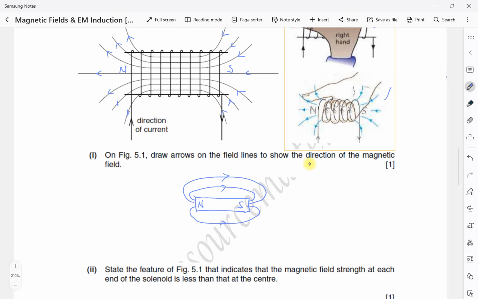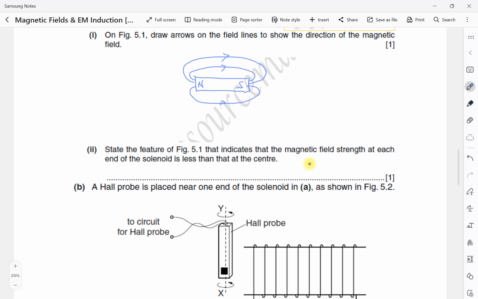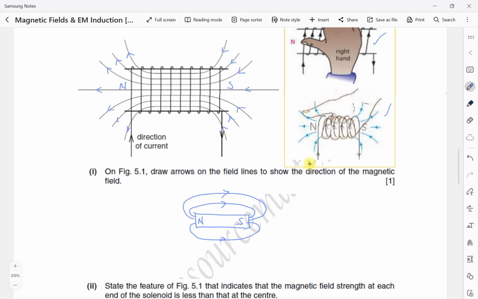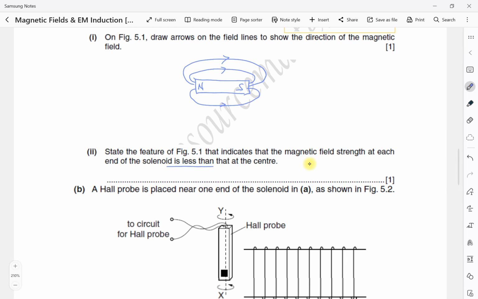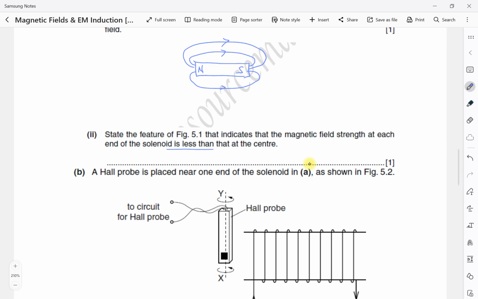State the feature of figure 5.1 that indicates that the magnetic field strength at each end of the solenoid is less than at the center. So at the end of the solenoid, you notice that the separation of the field lines is greater at the ends of the solenoid, yet the separation at the center is very small, and yet the strength of the field lines is indicated by the separation between the lines.